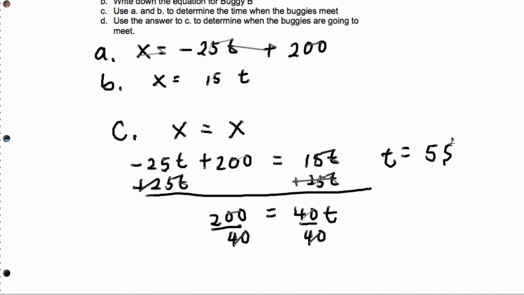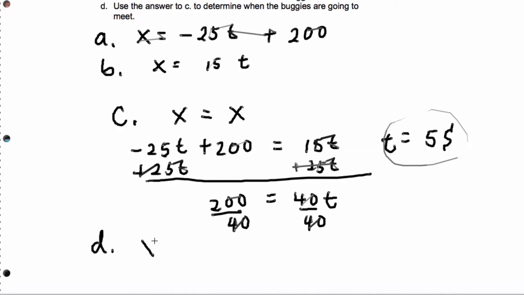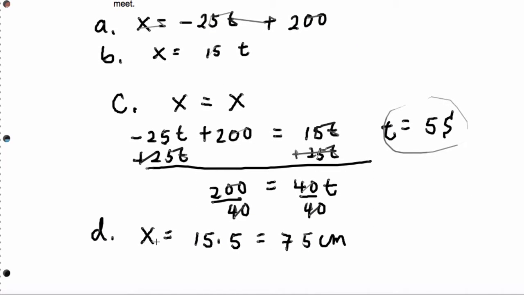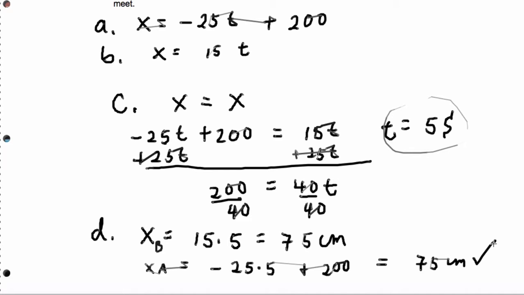Now let's determine where they meet. So what I'm going to do is take this number and plug it back into either one of these equations. I'll plug it back into the B equation. That's 15 times 5, and that's going to give me 75 centimeters. Now, let's just plug it back into the A buggy equation to check that it actually works. That'll be negative 25 times 5 plus 200. And that also ends up giving me 75 centimeters as well.